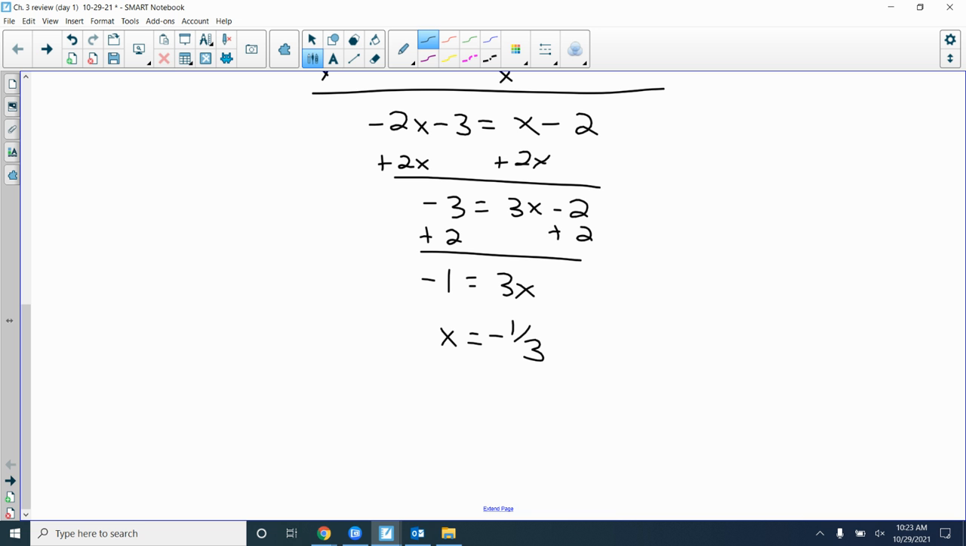All right, make sure you answer the question. Just find the coordinates. Well, x is negative 1/3. What's my y coordinate? It's got to be 1. So make sure you list that as negative 1/3, 1.